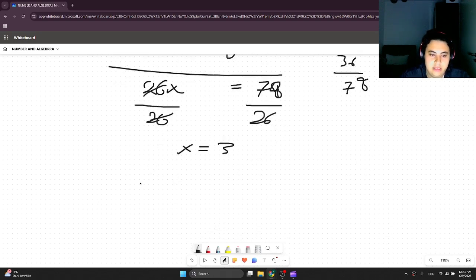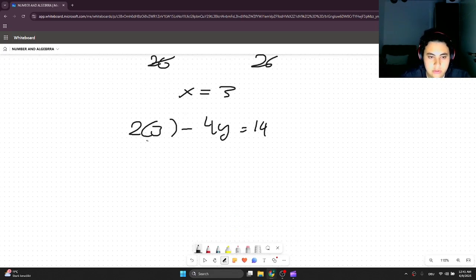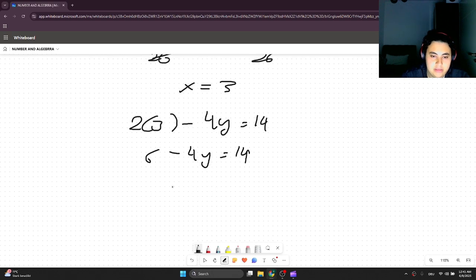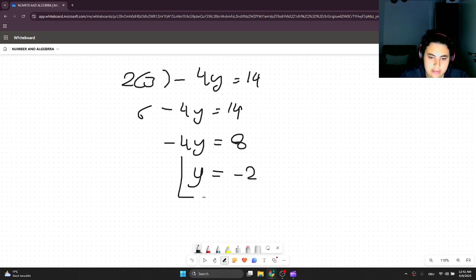So I say 2 times 3 minus 4y is equal to 14. 2 times 3 is 6, minus 4y is equal to 14. So I'm going to minus 6, and that's going to be negative 4y is equal to 8. Then I divide by negative 4. 8 divided by negative 4 is negative 2. So for y, I get negative 2.